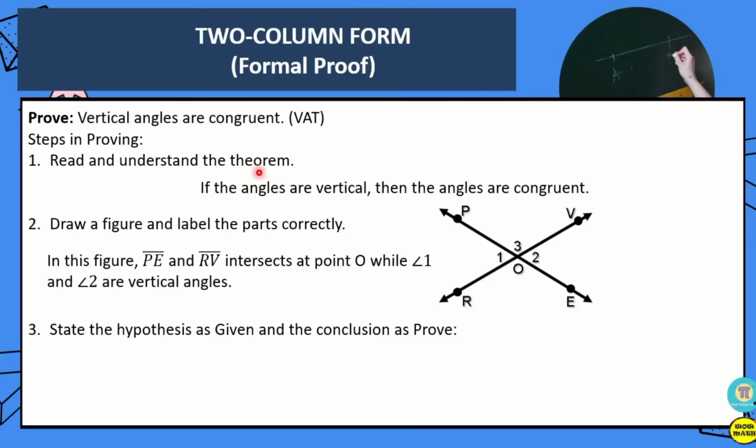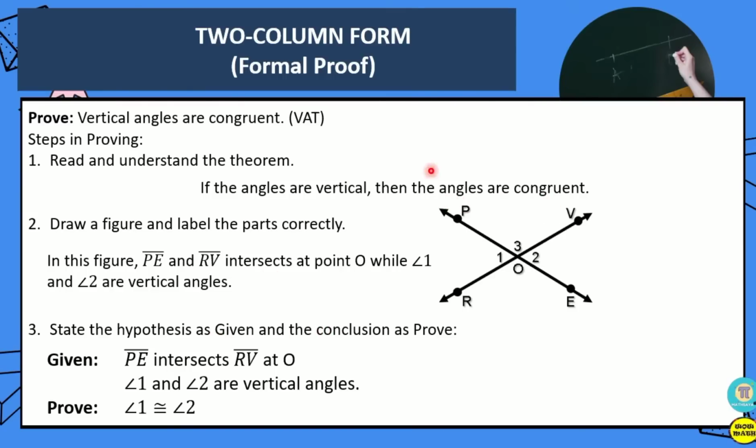Now, this is your hypothesis. So, this is your given. This is your conclusion. So, ito po ang ipoprove po natin. So, ilagay po natin ang given natin. Ano-ano yung mga given natin? PE intersects RV at point O. And then another given, we have angle 1 and angle 2 are vertical angles. So, we have to prove that angle 1 is congruent to angle 2.